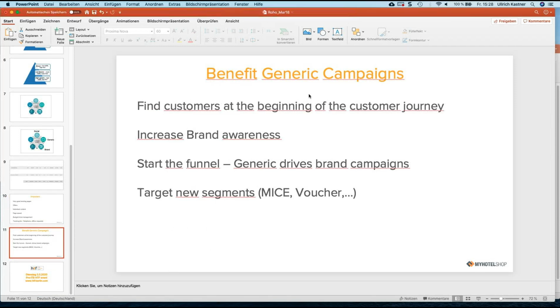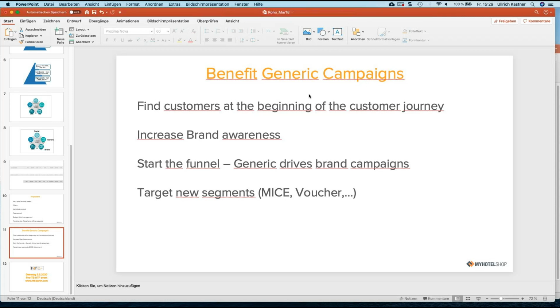So coming to the end, what is the benefit of generic campaigns? Well, as I mentioned, fish where the fish are and go for new fish. So find customers at the beginning of the customer journey. Do it slowly, go through long tail, through low generic terms, and quickly, or as good as your ROI is, drive up to more high generic keywords. Increase your brand awareness through that.